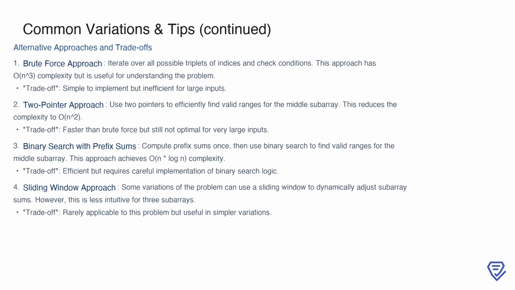The binary search method, when combined with prefix sums, is even more efficient. By computing prefix sums once, you can use binary search to identify valid ranges for the middle subarray, achieving a time complexity of O(n log n). However, this approach requires careful implementation, particularly when handling edge cases.